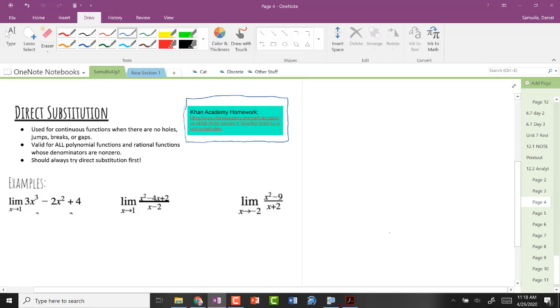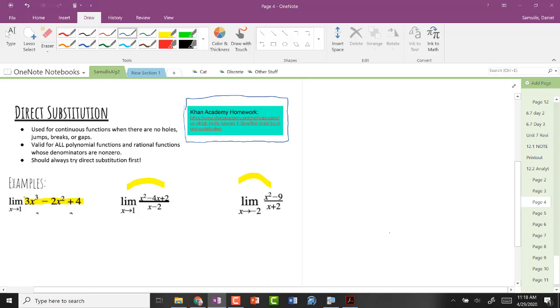You can use direct substitution for continuous functions where there's no holes, jumps, breaks, or gaps in the graphs. It's valid for all polynomial functions. This is a polynomial function, guys. It works on rational functions whose denominators are non-zero. And so these are both rational right here. This is irrational, this is rational. One of them works, one of them doesn't. And we'll talk about that after we talk about what direct substitution is. It means directly substitute your value you're approaching into the function.